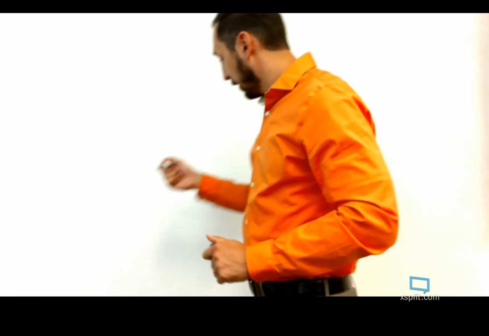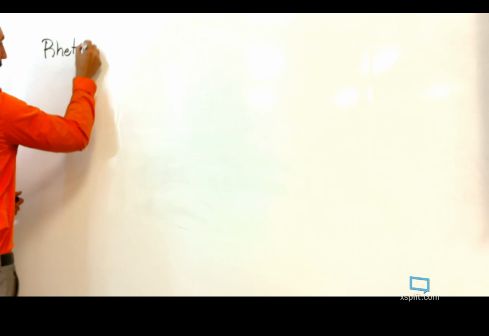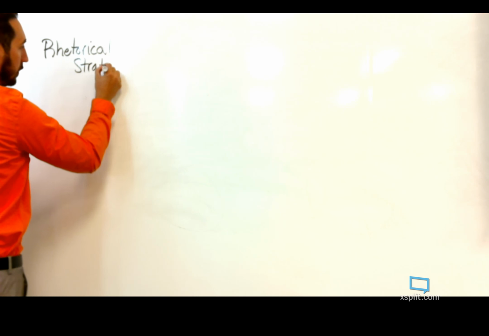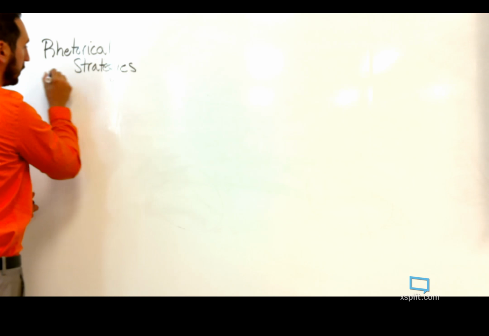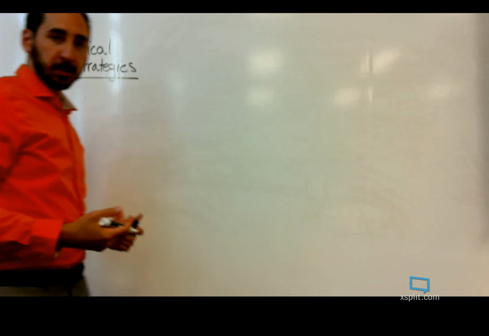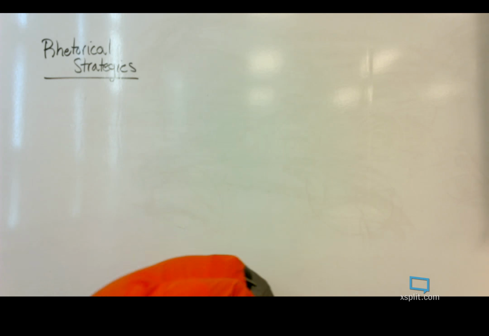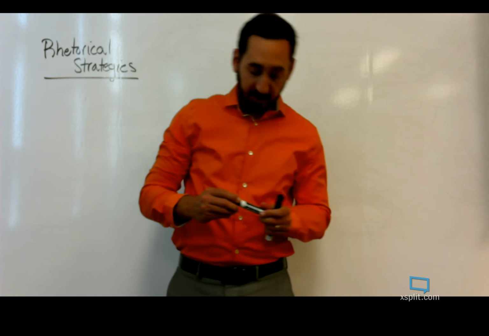One of the top ways that you can do that is following one of these 3 strategies: ethos, pathos, and logos. What these are called are rhetorical strategies. These rhetorical strategies were developed by a philosopher named Aristotle.